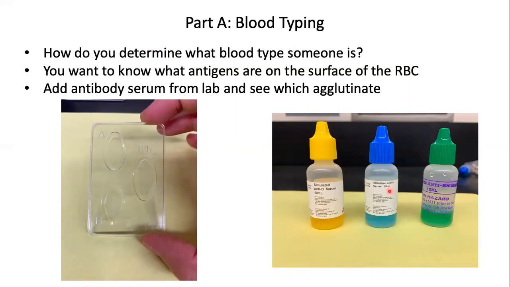This is simulated, so we can't use real blood in lab. So I used the fake blood. So here's the simulated A antibody serum, or anti-A serum for short. We would stick some of this antibody A serum in the A well, some of the antibody B serum in the B well, and some of the antibody Rh serum in the Rh well. And then we would see which one agglutinates. Whatever one agglutinates, that means that we have that antigen on the red blood cell. Okay, so let me say that one more time.